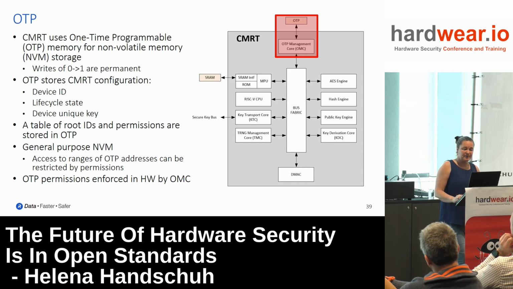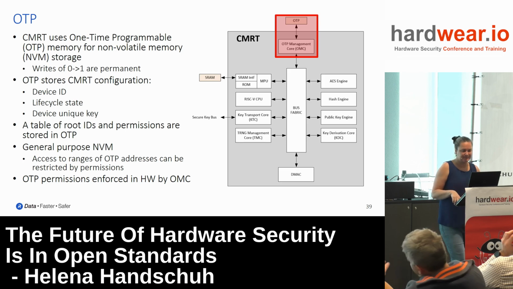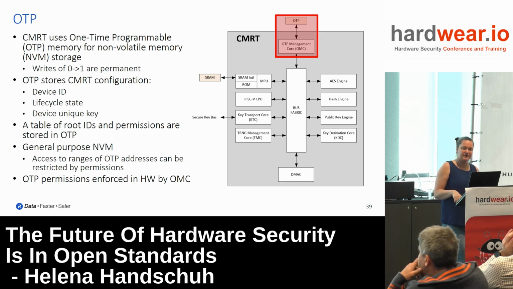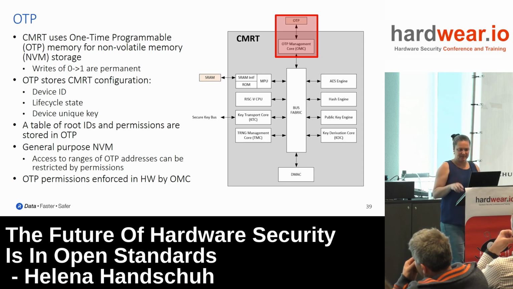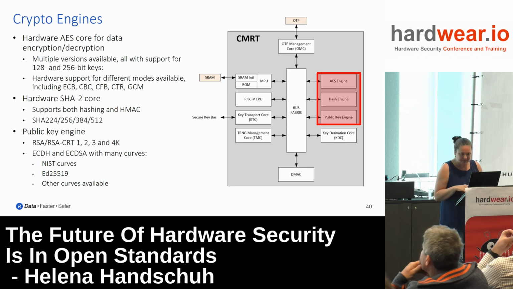It has general purpose NVM, so you can add more information to OTP afterwards. That will allow you to restrict those permissions for different user applications and different users that come after the root. And the OTP permissions are enforced in hardware by the OTP management core. All right, so that's the OTP. We've seen the CPU, the MPU, the OTP. Next one is crypto cores.